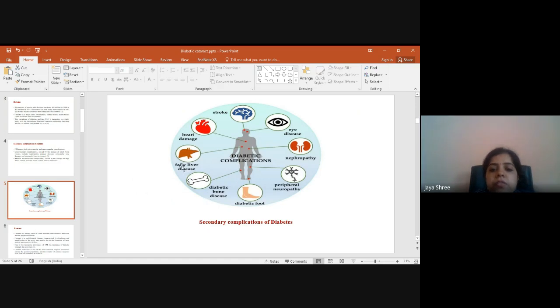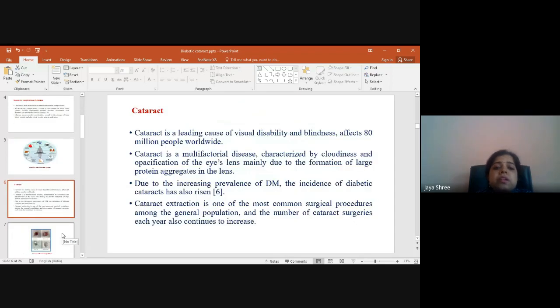This figure depicts the various secondary complications of diabetes: it affects the eye and causes retinopathy and cataract. It affects the kidney, causing nephropathy. It causes peripheral neuropathy. It also affects the heart, the brain, and the bone, and causes fatty liver disease, etc. Among these disorders, I will mainly focus on the diabetes associated eye disorder, and under eye disorders, I will mainly touch on cataract. Diabetes mellitus causes cataract.